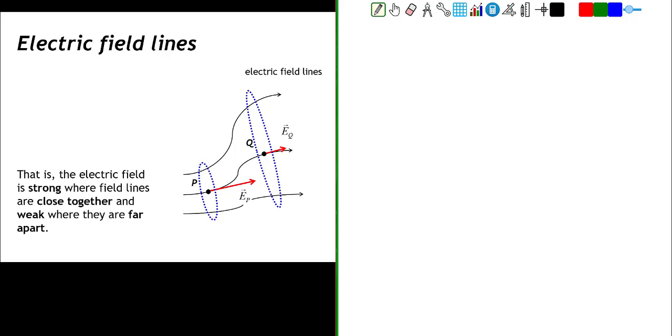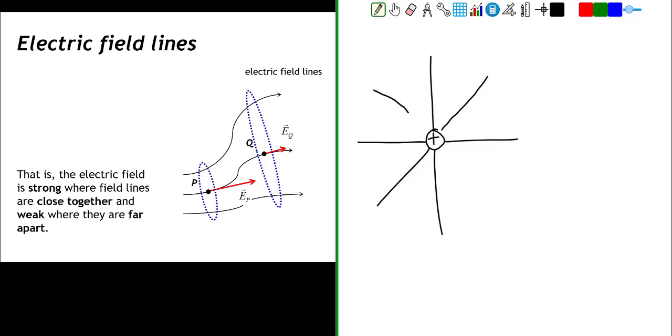So let's take a look at the electric field of a positive charge. We will draw some electric field lines representing the strength of the electric field and the direction of the electric field in space.